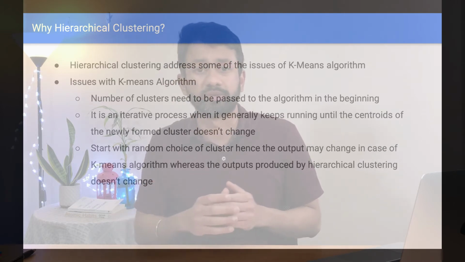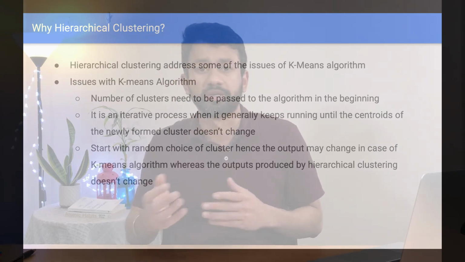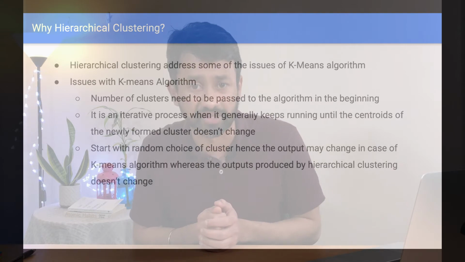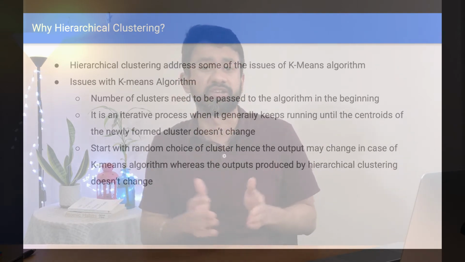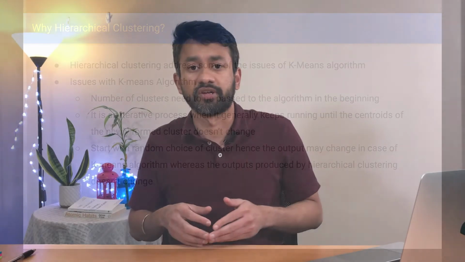There are no random choices that we are making. So no matter what the data set is, we go through the process, whether it is an agglomerative or divisive approach, whatever it might be, the output doesn't change. So these are all the various reasons why the K-means algorithm is not suitable in some cases.